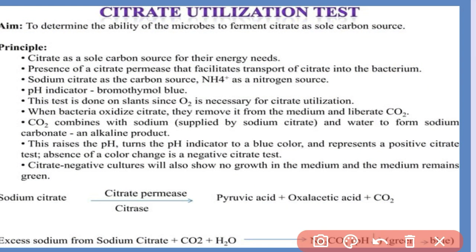Then the citrate utilization test. The aim of this test is to determine the ability of a microorganism to utilize citrate as a sole source of carbon. Citrate as a sole source of carbon for energy can be utilized by some organisms. Organisms like Enterobacter aerogenes make use of citrate as a source of carbon and energy because of the presence of the enzyme citrate permease. The citrate permease facilitates the transport of citrate into the bacterium.